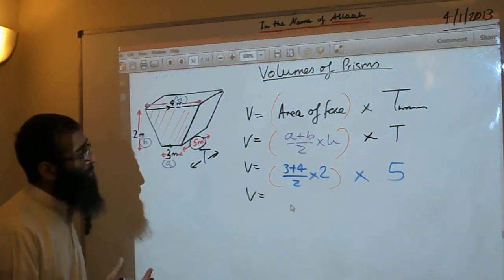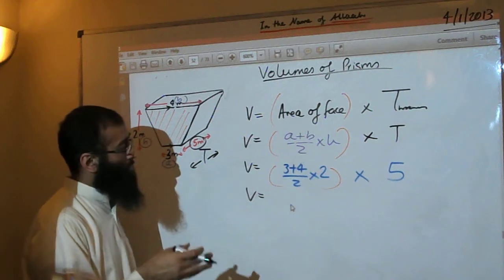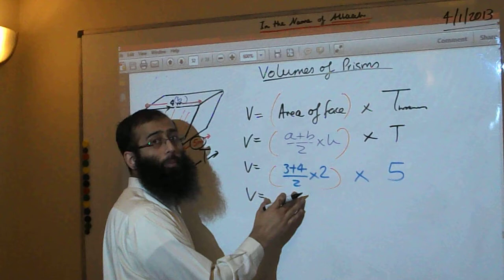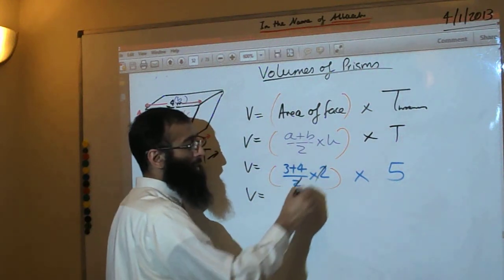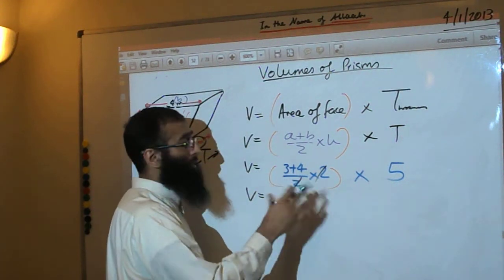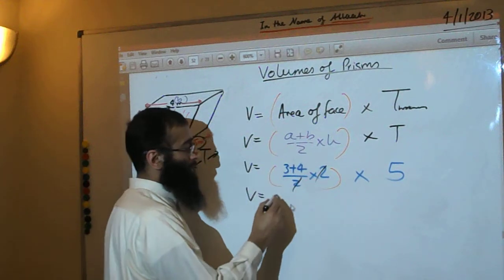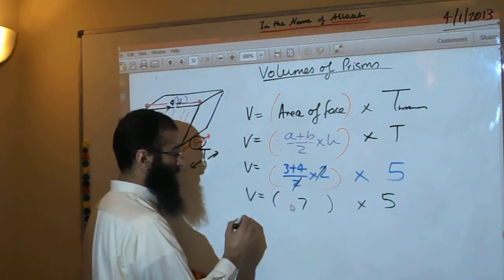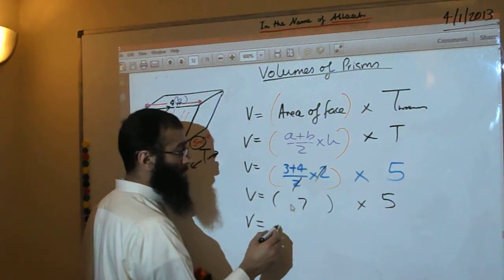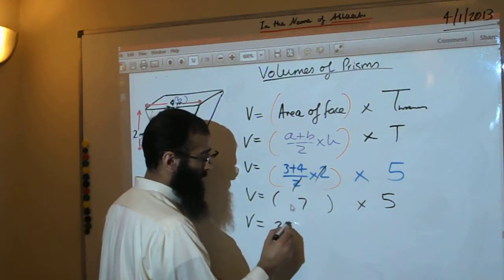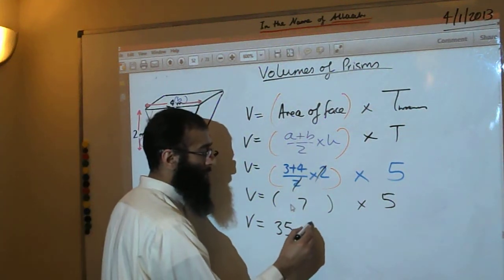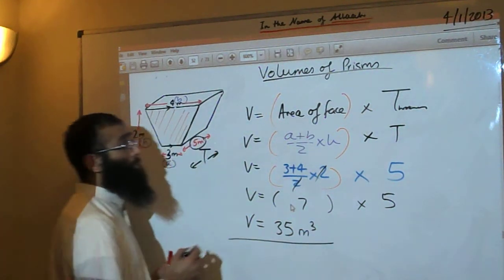Now, with this kind of question, the numbers are nice and straightforward, we can deal with them. So 3 add 4 is 7, divided by 2, times by 2. These two will cancel each other out because they do the opposite of each other. So that will just leave us in the brackets with 7, and we multiply that by 5. So the grand total for the volume is equal to 7 times 5, which is equal to 35 meters cubed of volume.